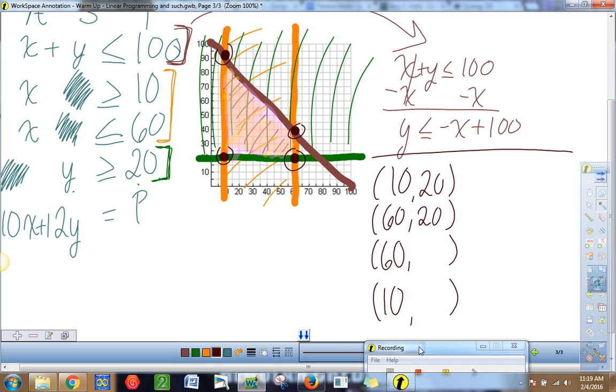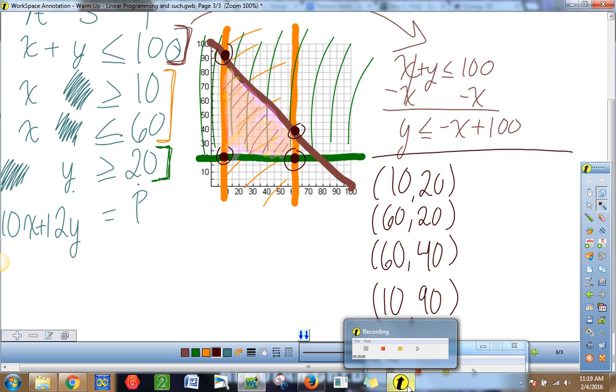Are you ready for this? If your other equation is two numbers added together that equal 100, and this is 60, what does this have to be? 40. It has to be 40, right? That's how you're going to get that 100. Does that make sense? What does this guy have to be? 90. 90, right? Because it's got to add up to 100. And then we need to substitute it into something.